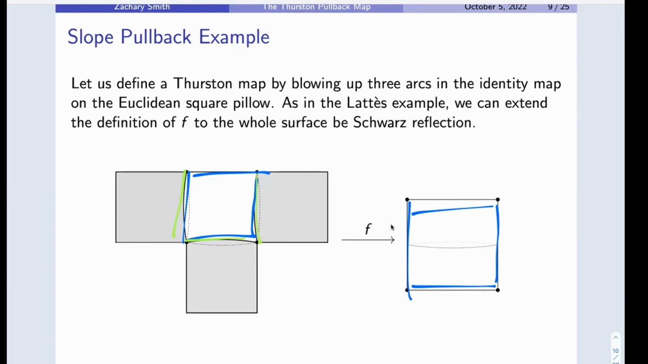Does the definition of this map make sense? Does anyone have questions?